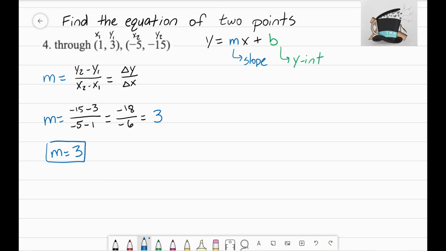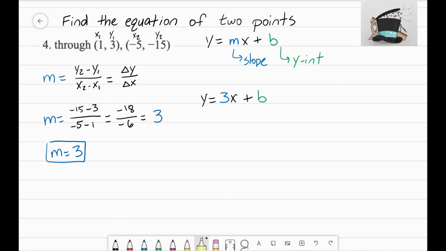The very last thing we need to find now is our y-intercept. So let's write the information that we have. We know y equals, our slope is 3, which we just found, x plus, and we still don't know what our y-intercept is. I now know my slope. It would be really nice if I knew an x and a y value, because if I know an x and a y value, I can substitute those numbers in and solve for b.